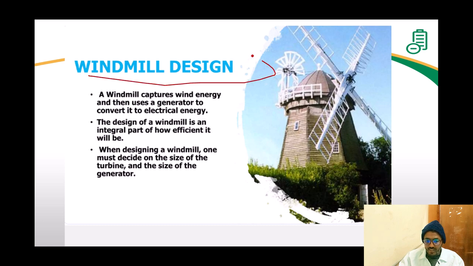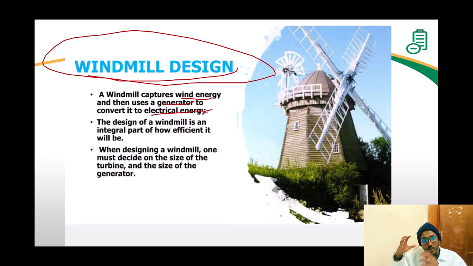As I said, this one is a windmill design. A windmill captures wind energy and uses a generator to convert it to electrical energy. There's a wind blowing, so we're going to attach a generator to the windmill so it can convert it into electrical energy.